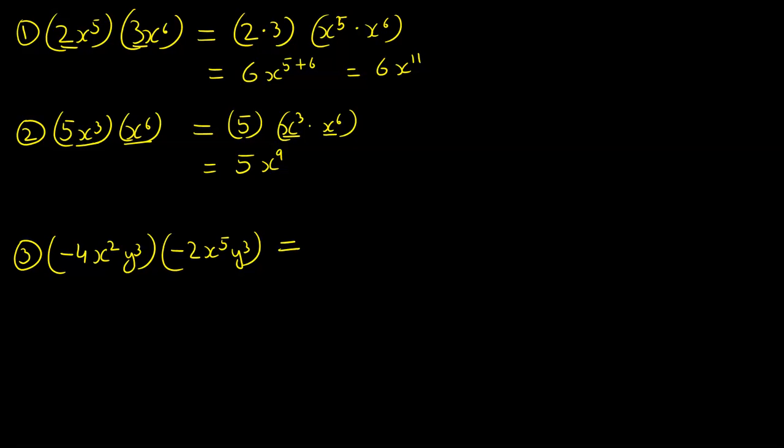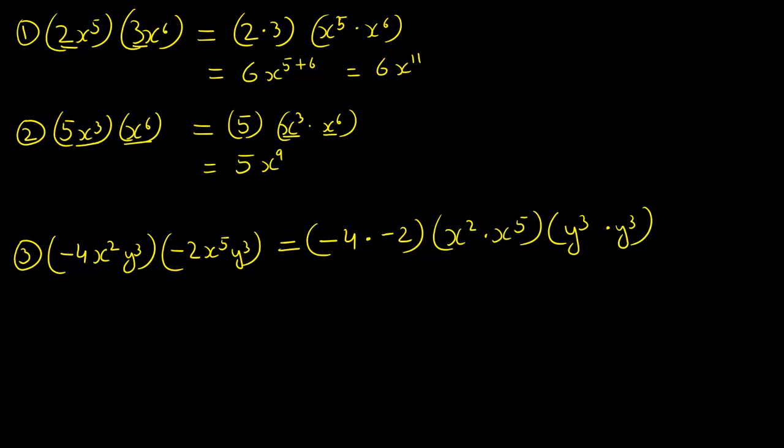First we will multiply the numbers with each other. Negative 4 times negative 2, just like last time, and then we multiply the x's, x squared times x to the power of 5. We don't put y over here because y is different, right? They are not the same. X and y are different. So then we will do y cubed times y cubed. Everything that is the same goes together. So negative 4 times negative 2, we get positive 8.